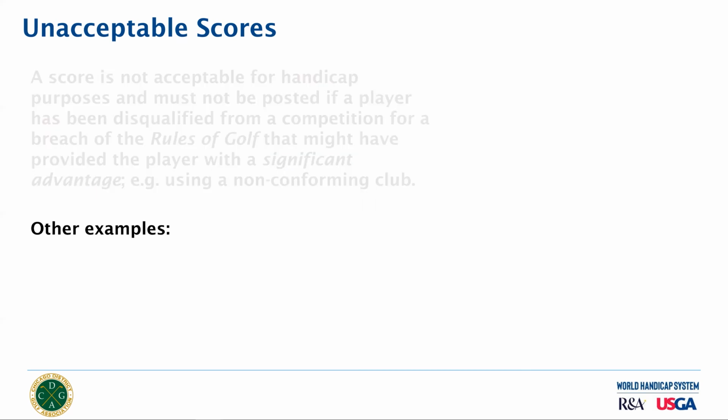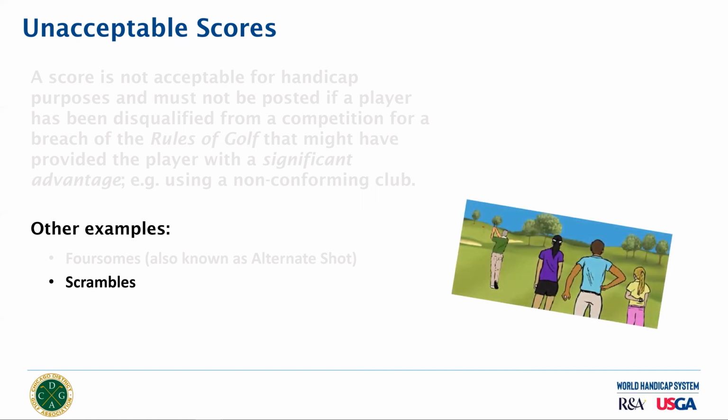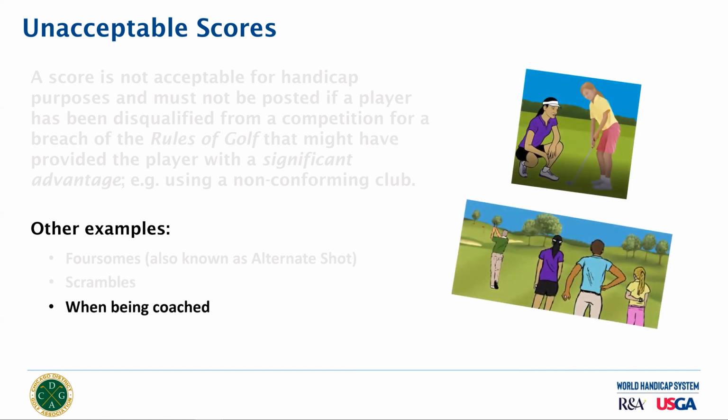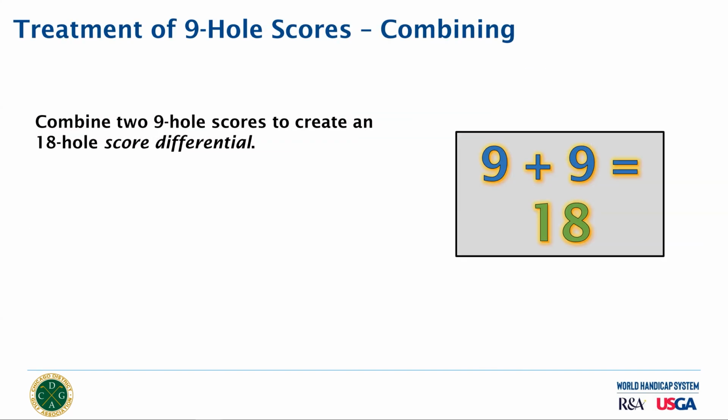Other examples of unacceptable scores include alternate shot or foursomes, scrambles, and when being coached, for example, during a playing lesson. Treatment of 9-hole scores, combining. This is no change to what we have done in the past years. Combining two 9-hole scores to create an 18-hole score differential.